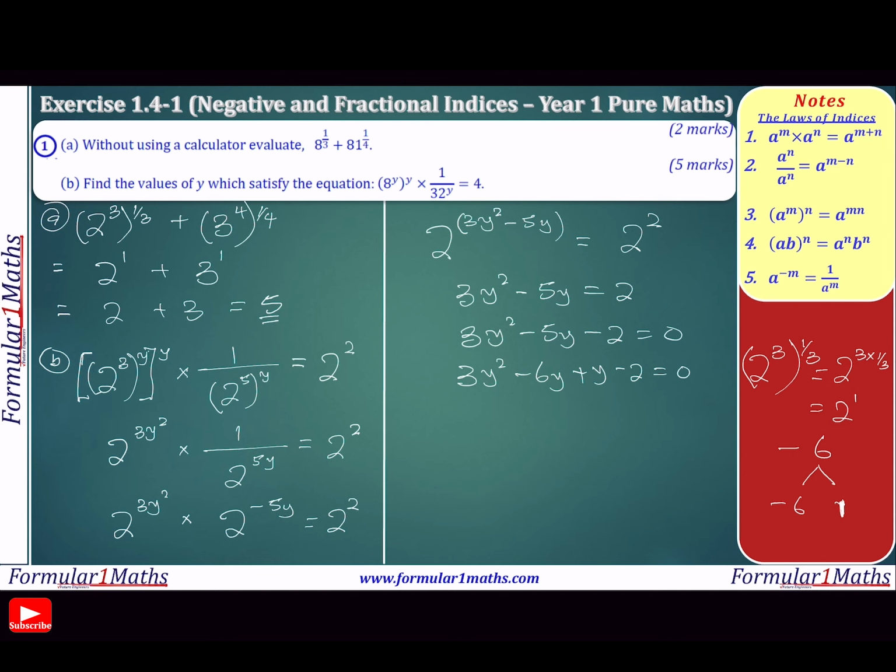Then I can factorize as follows. 3y comes up, brackets, y minus 2, and then 1 comes out here, I get y minus 2. And so finally I get y minus 2, brackets 3y plus 1 equals 0. And so solving, I get either y is equal to 2 or y is equal to minus 1/3. And these are the 2 solutions for question 1b.